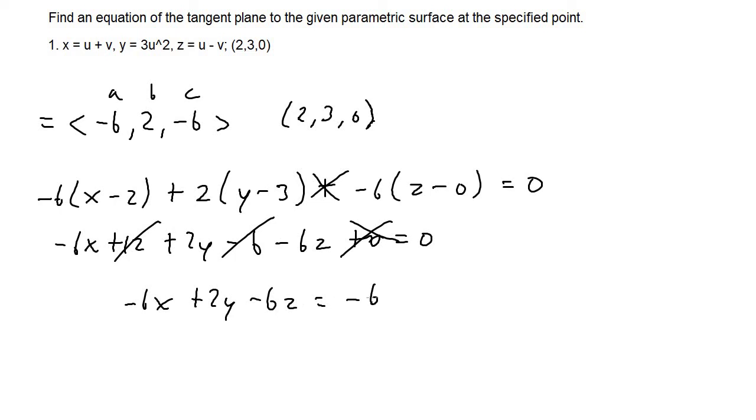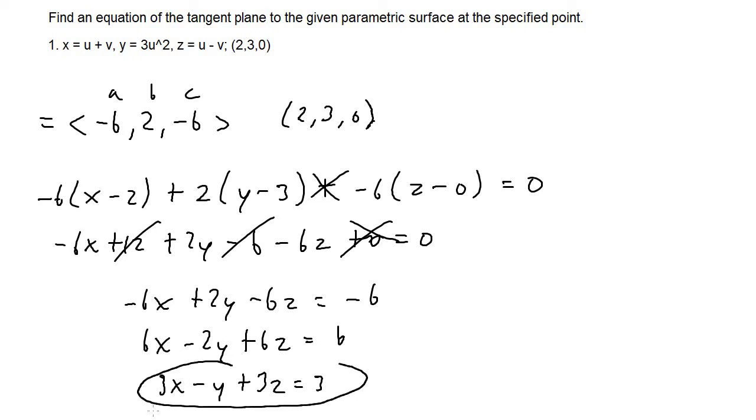Now I'm going to make the right side of the equation positive. So if I divide everything by negative 1, we get 6x minus 2y plus 6z equals 6. And then I'm going to divide everything by 2. So we get 3x minus y plus 3z equals 3. And that's going to be the final answer.